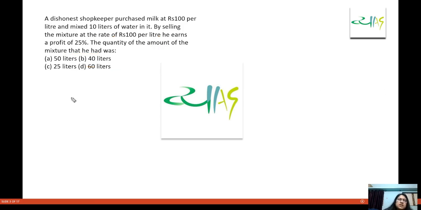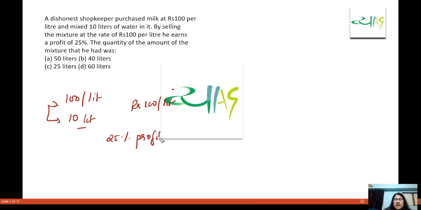So you have a dishonest shopkeeper, and he is purchasing milk at rupees 100 per liter and he is mixing 10 liters of water in it, making a mixture from this. By selling the mixture at the rate of rupees 100 per liter, he earns 25% profit. The quantity of the mixture he had is what they are asking.